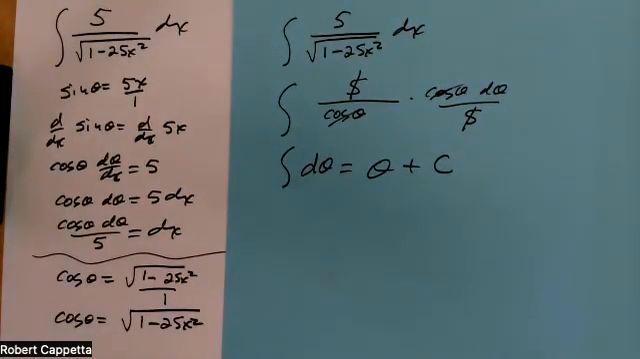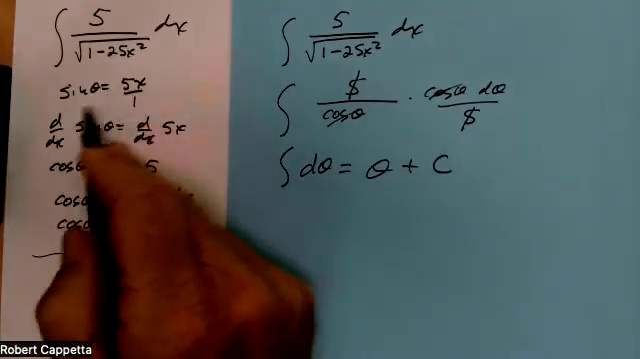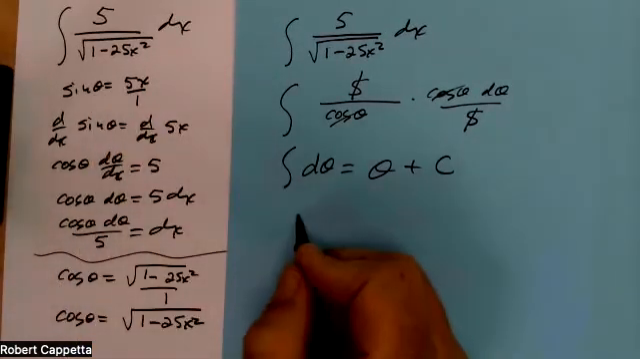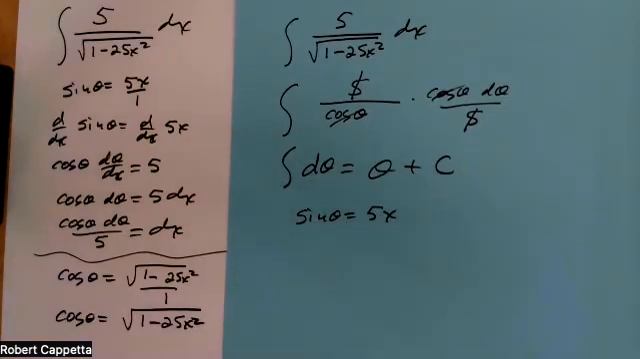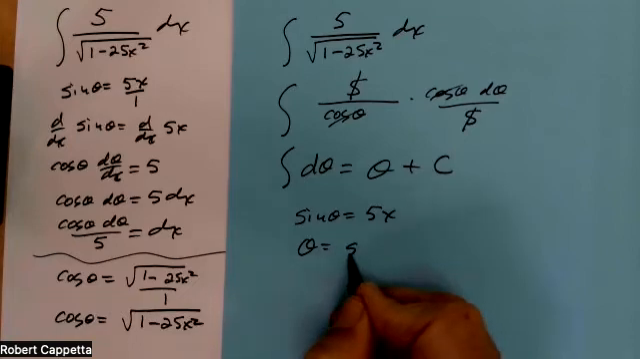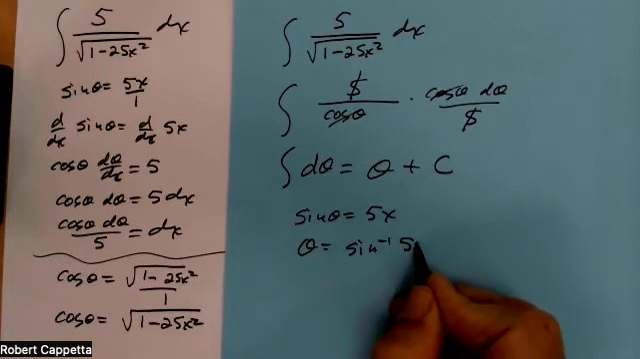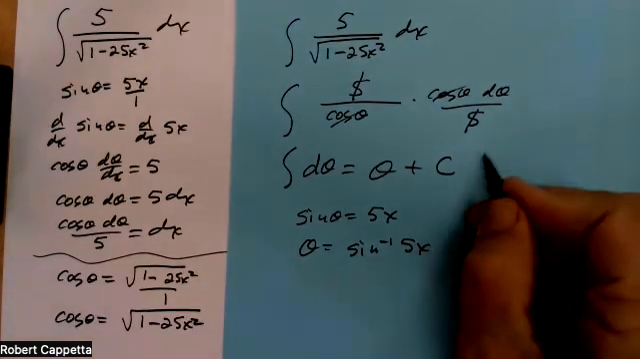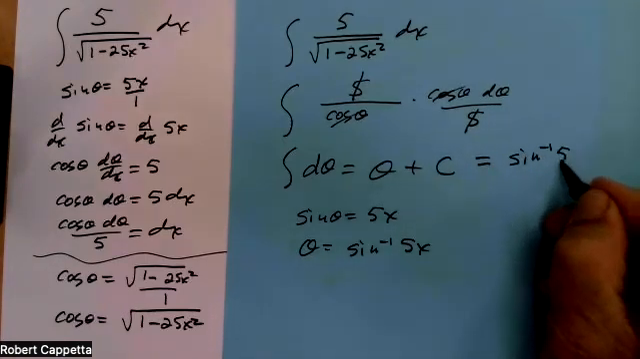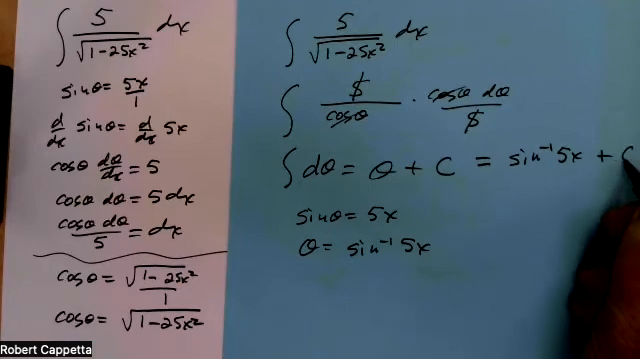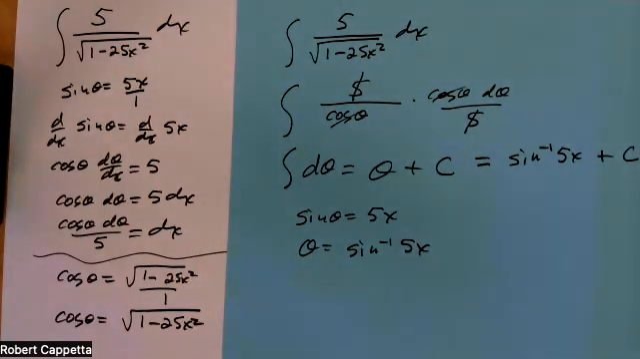But what was theta? Aha. What did we say earlier? We said sine of theta was 5x, which means theta is the inverse sine of 5x. So to finish this, my theta plus c is simply the inverse sine of 5x plus c.